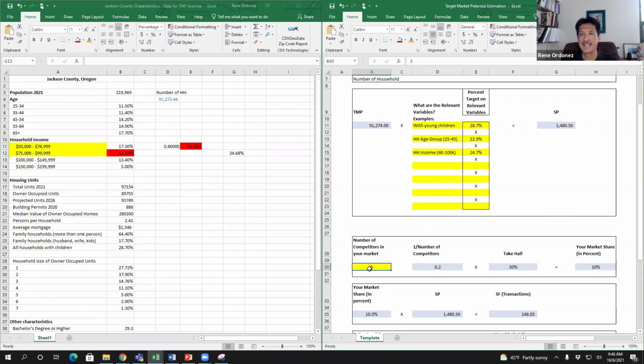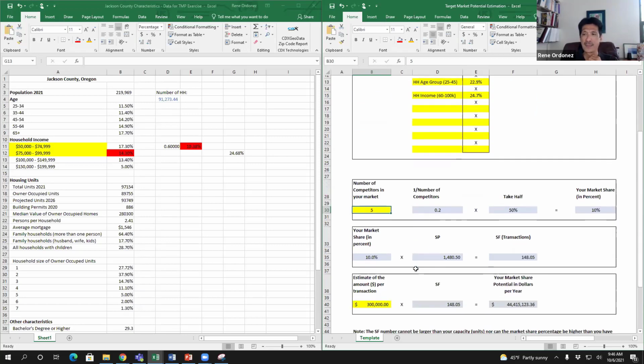In your business plan, you will identify these 5. They're your competitors. So part of your business plan will also be a competitive analysis, which is something that we will not cover in this class. So for now, let's just say that through research backed by data, you identified 5 competitors.